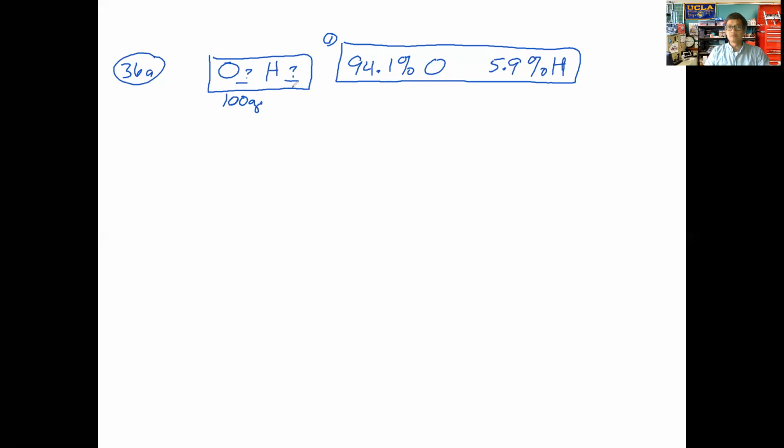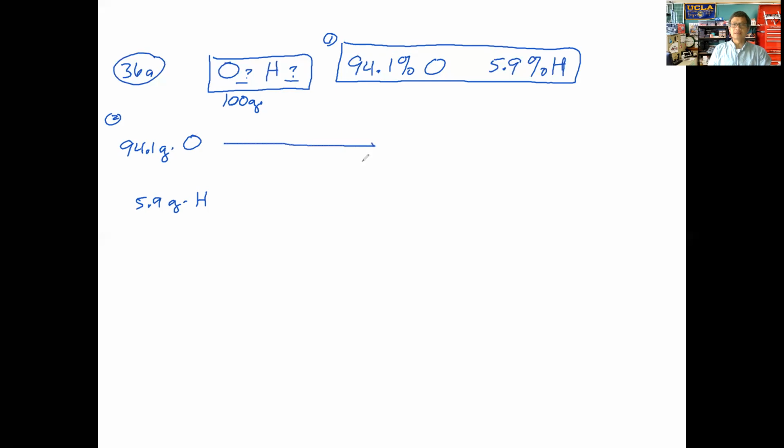If we choose 100 grams, folks, then the percentages correlate directly to 100 grams, meaning that if you have 94.1% oxygen in 100 grams, then 94.1 grams will be oxygen. With that said, we will have 5.9 grams of hydrogen. So that's step number 2. Assume 100 grams, and from there we have the mass of each one of these elements.